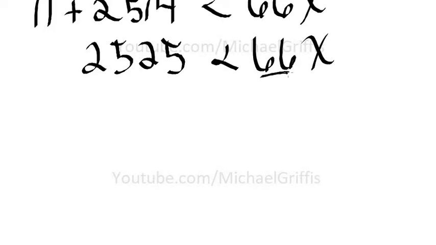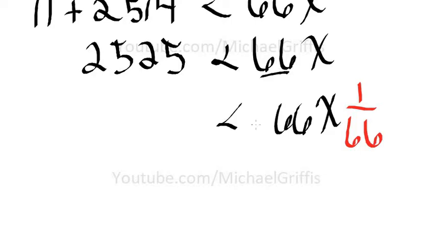Alright, we got to do something with this 66. We need to magically wave our hands and turn that into a 1. And we're going to do that by multiplying 1 over 66 to both sides. It doesn't matter which side here. We multiply that on, left or right, doesn't matter.